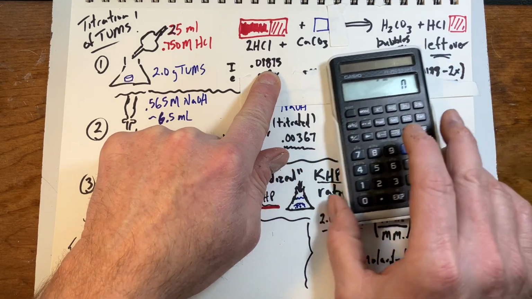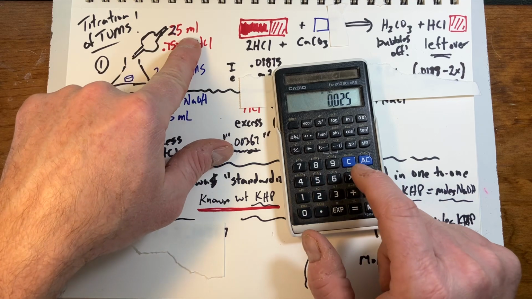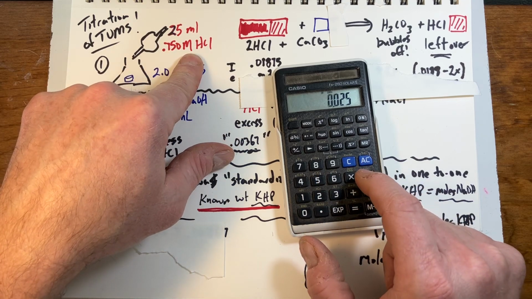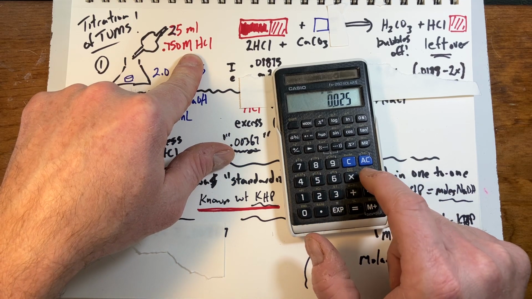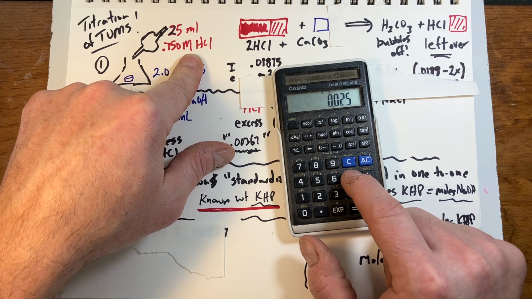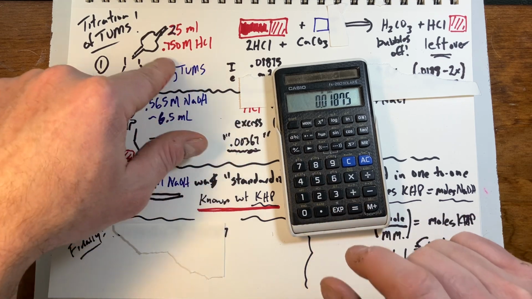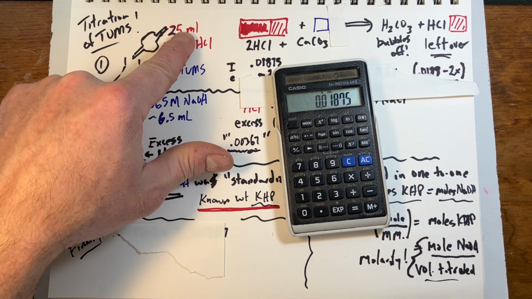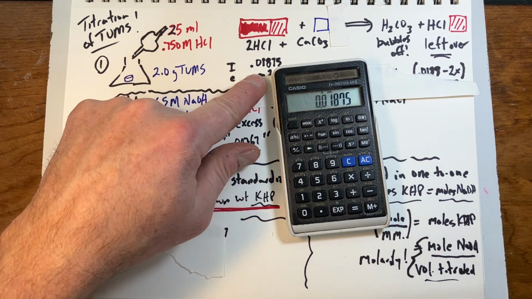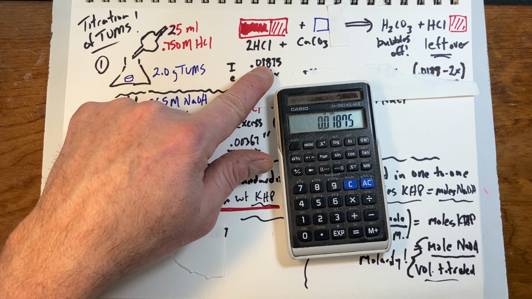0.01875. How did you get that? I'm going to show you how we got that. We take the 0.025 liters of HCl, that's the volume in liters, and we multiply that by 0.750 molar. Molarity times the volume in liters gives me moles, and I've written that out: 0.01875.